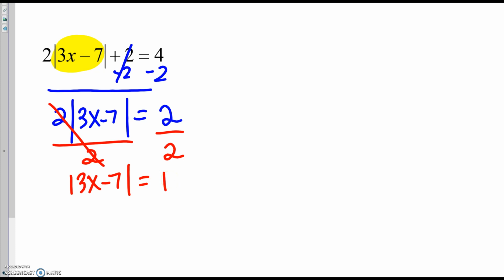Now that the absolute value is isolated, I can go ahead and set up two equations. I'll do it over here so I have some space. So 3x minus 7 is equal to 1, and 3x minus 7 is equal to negative 1. So I can go ahead and solve.